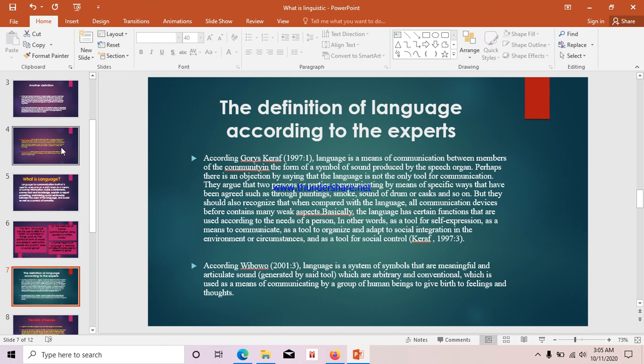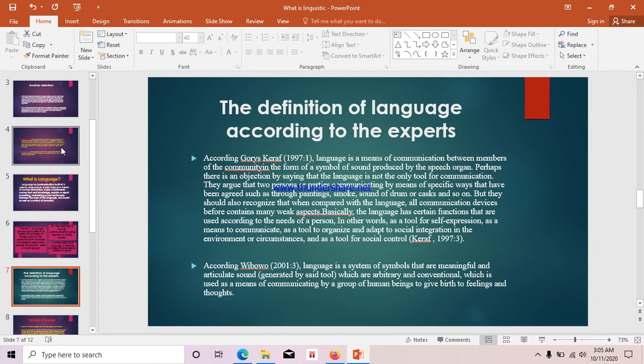Basically, language has certain functions that are used according to the needs of a person. In other words, as a tool for self-expression, as a means to communicate, as a tool to organize and adapt to social integration in the environment or circumstance, and as a tool for social control.